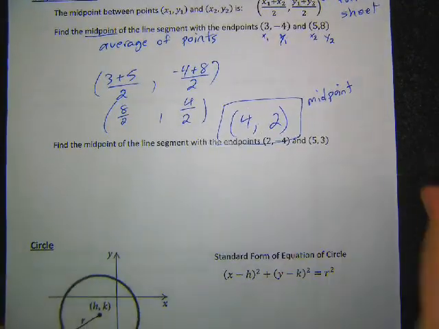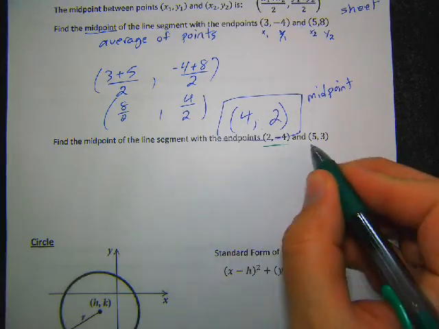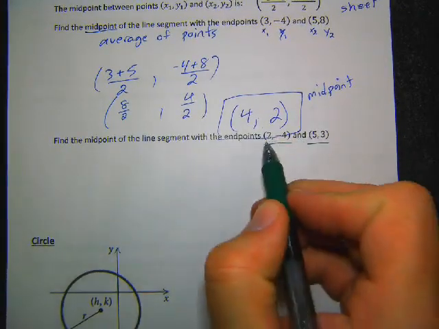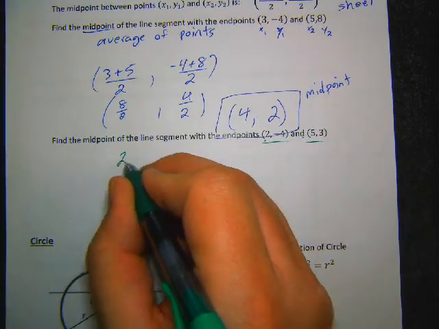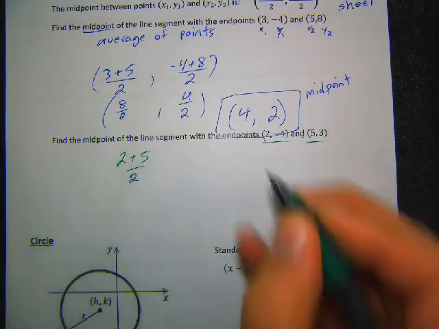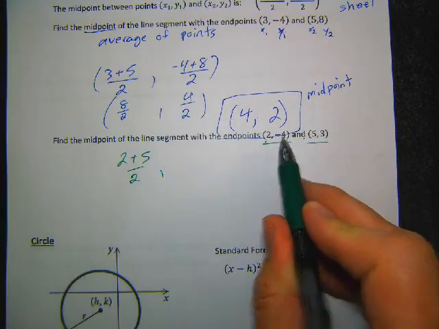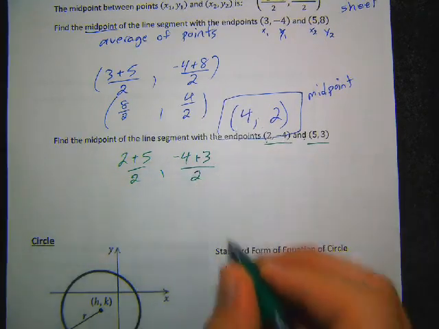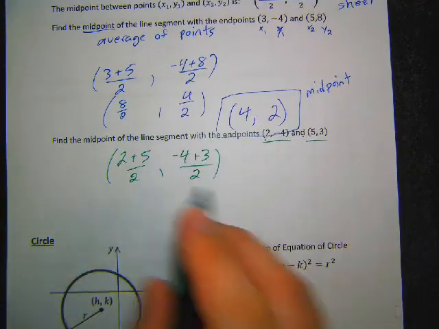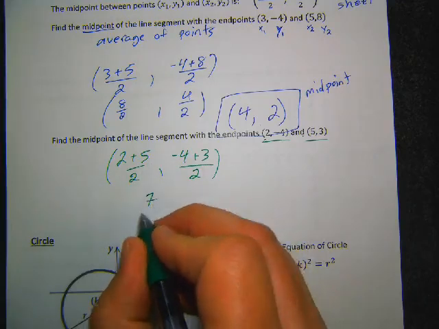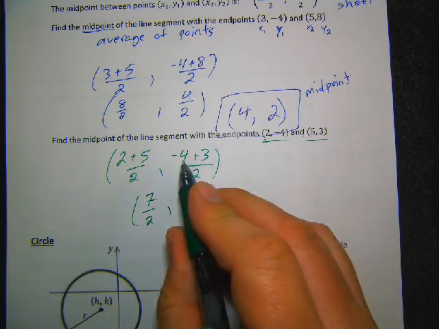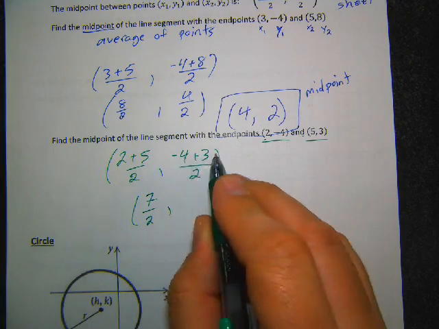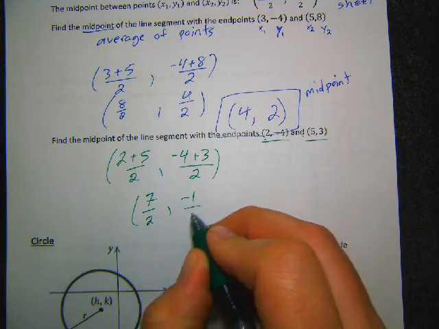So we'll try one more. Let's try the midpoint for this next one: (2, -4) and (5, 3). Again, I'm just going to take the x values, 2 and 5, add them up and divide by 2. And take the y values, -4 and 3, add them up and divide by 2. And that'll give us our midpoint. So first off, 2 plus 5 is 7, so I get 7 over 2. -4 plus 3, I have more negative than positive, so I get -1 over 2.